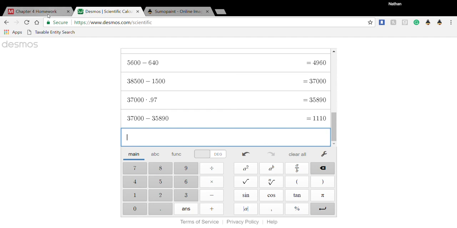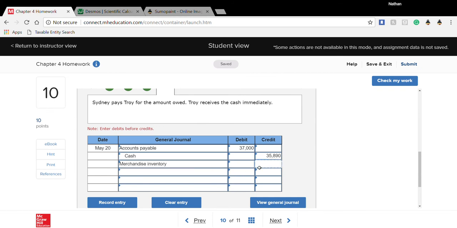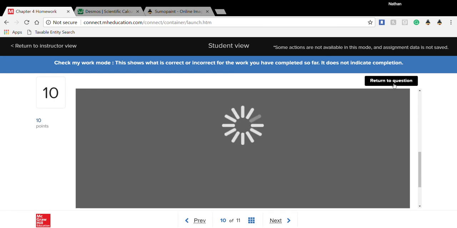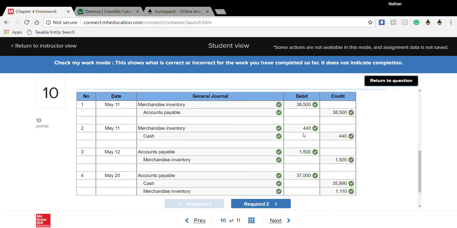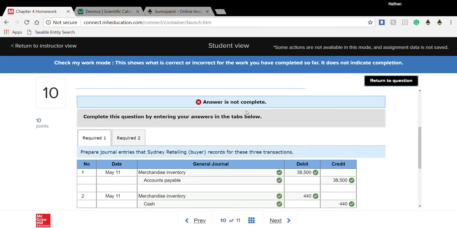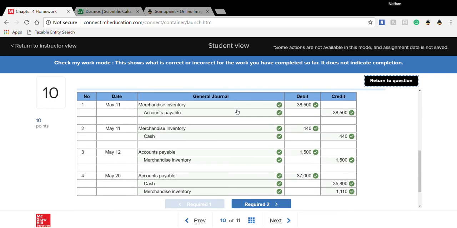1,110. Not bad. So 111. So that's going to be your journal entry for the buyer. Again, we can check my work, and everything's correct. Notice again, the answer is not complete because we haven't done the seller side. But that's everything so far, so good.